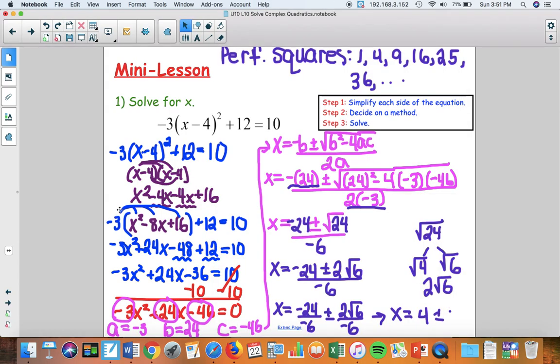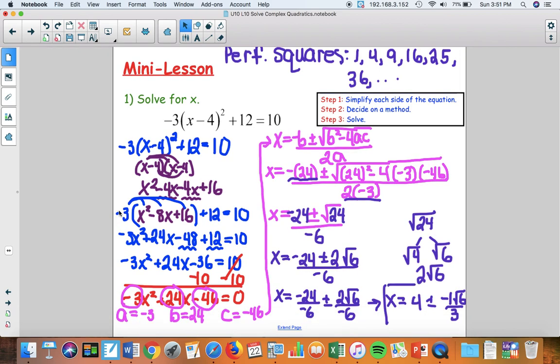So we have negative 1 radical 6 over 3, and this here would be our simplified answer. Keep in mind, you don't necessarily need this 1 in there. You can just have a negative radical 6. Both answers would be perfectly fine.